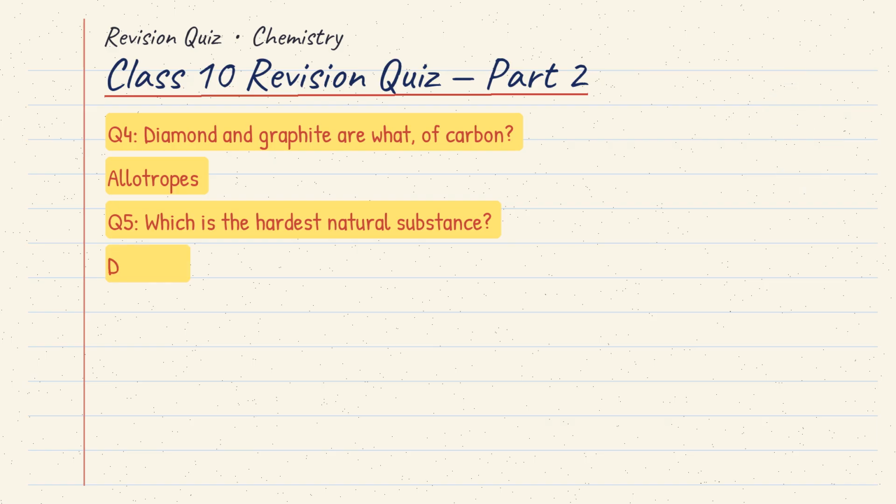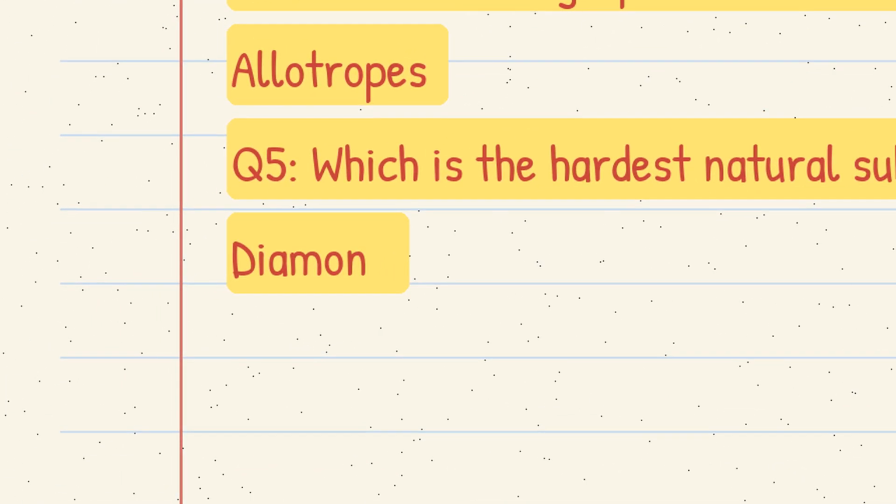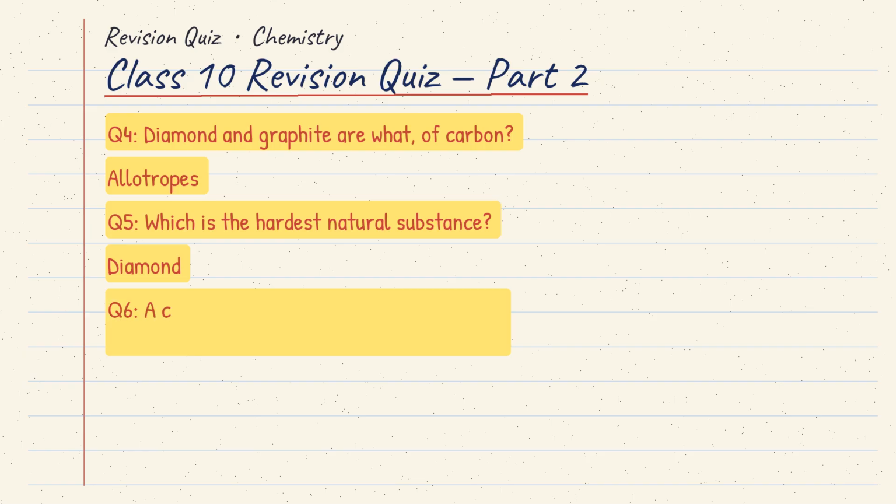The answer is diamond. Each carbon bonds to 4 others. Question 6. A compound of only carbon and hydrogen is a?